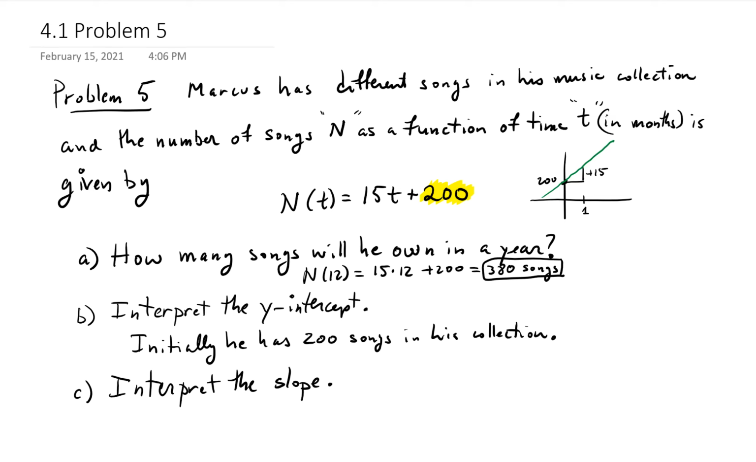Interpret the slope. So slope is, okay, if you go forward by 1, you go up by 15, but here what does it mean? Let's look at the units. If we go forward by 1, that's 1 month. You go up by 15 songs. So that should help you, looking at the units. It's songs per month. So that should tell you what the interpretation is. Each month the collection is increasing by 15 songs. So every month he adds 15 songs to his collection.